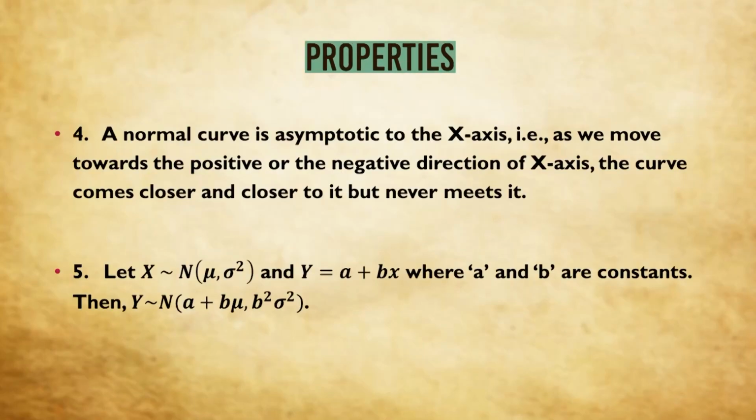So we carry on with the properties. A normal distribution is asymptotic to the x-axis. What do we mean by this? That means as we move towards the positive or the negative direction of the x-axis, the curve will come closer and closer to the x-axis but will never meet it. This is called an asymptote. Now that means if it never meets the x-axis, f(x) cannot be equal to 0. You can see this from the functional form of the PDF as well.